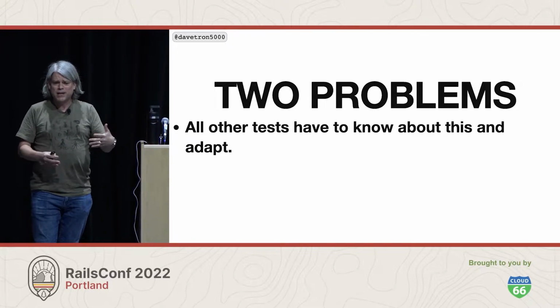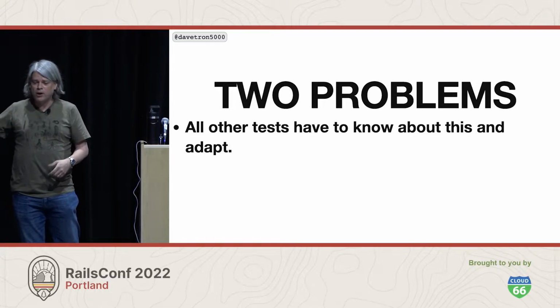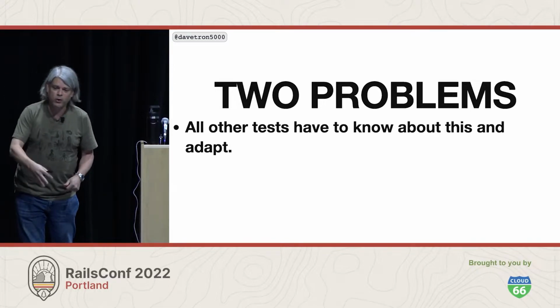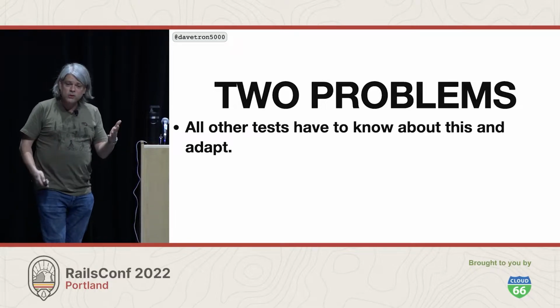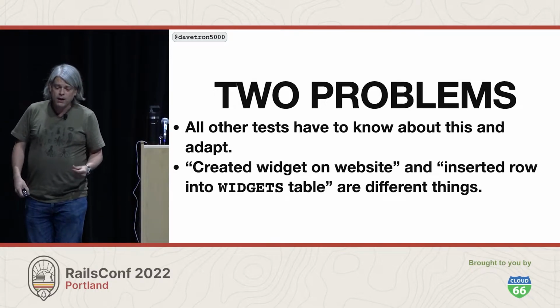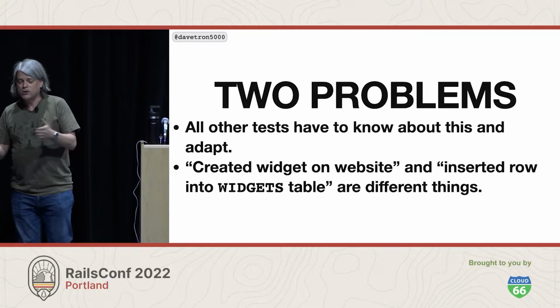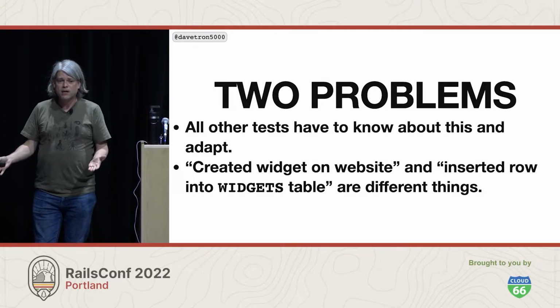Then if we change that business logic, the tests are going to break. And then you have tests that break when the code they're testing isn't broken. And who wants that, right? Nobody wants that. So that's a kind of practical problem. But there's also kind of a semantic problem. Right? Creating a widget on the website and inserting a row into the widgets table are different things.